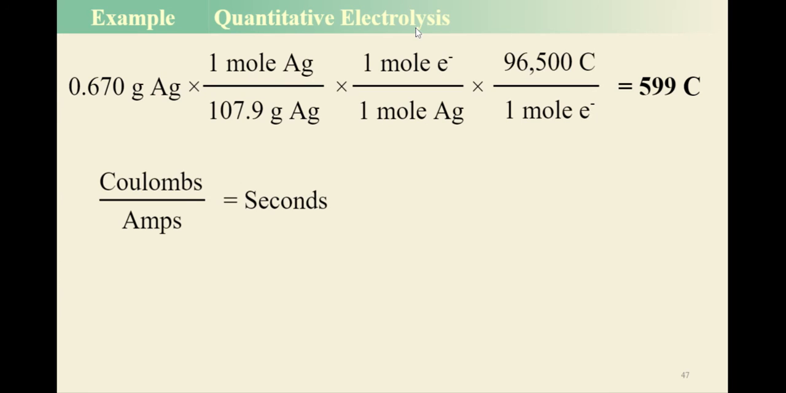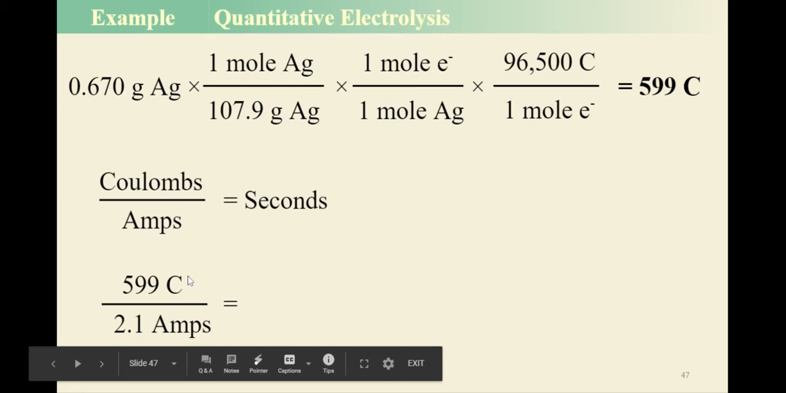Now, to see how long this would take with a standard charger, instead of coulombs being amps times seconds, the time is the charge divided by current. And so we have 599 coulombs divided by 2.1 amps. We get 290 seconds, which is just under 5 minutes.